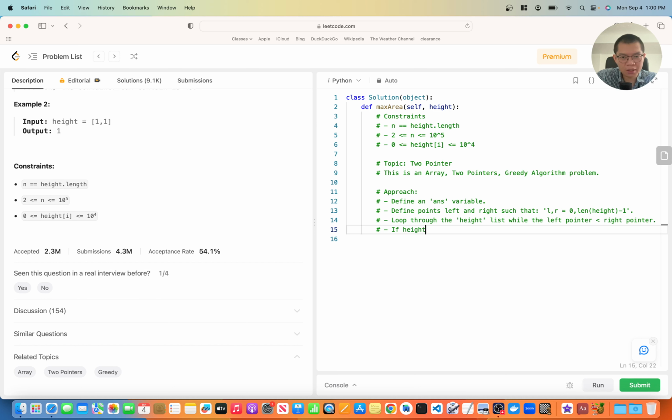If height of L is less than height of R, you're doing, if the height of the left pointer is less than the height of the right pointer, calculate the container size and update the answer.